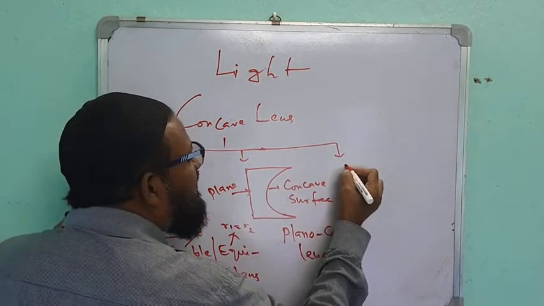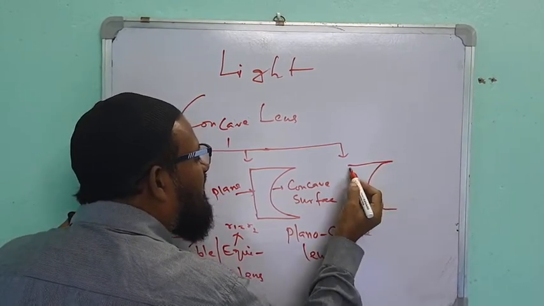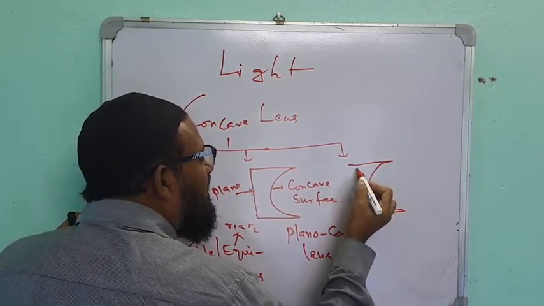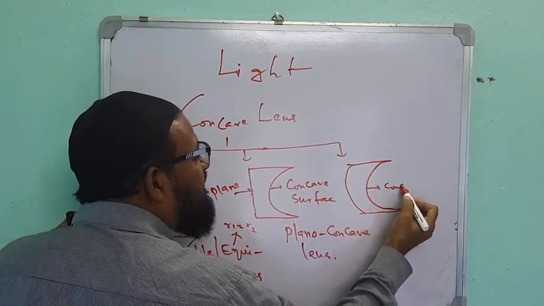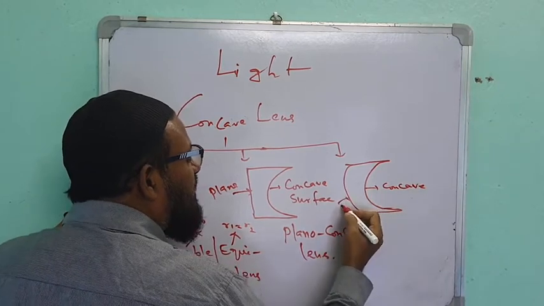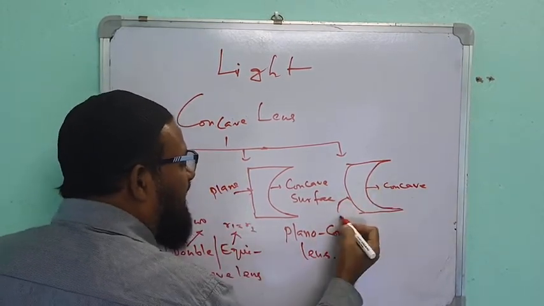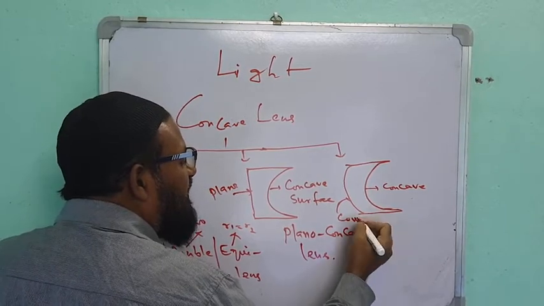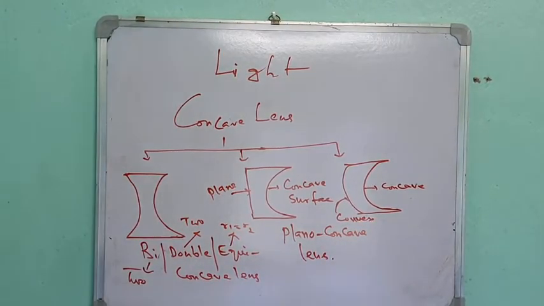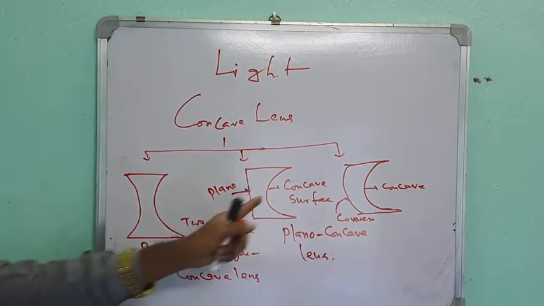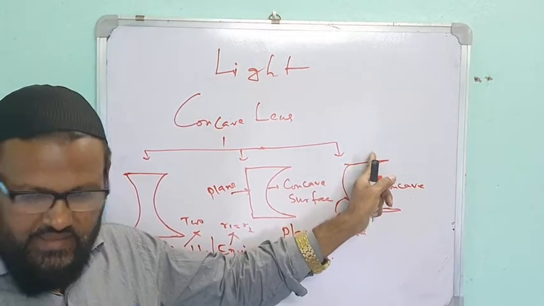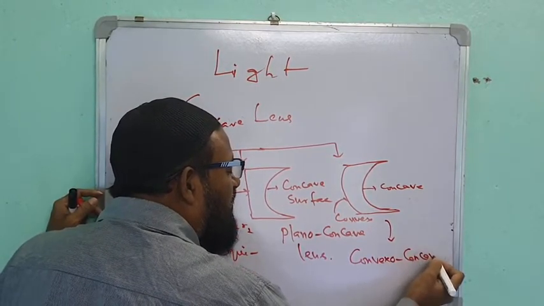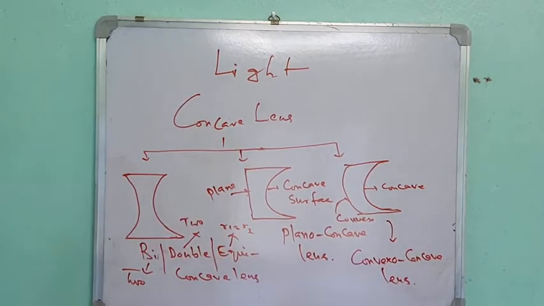Next, this part. This is concave. This is also concave. This is convex surface. Ultimately, what is the name? Concave lens or convex lens? Concave lens: narrow at the middle, wider at the ends. Now this convex will be the adjective. Convexo-concave lens. Okay?